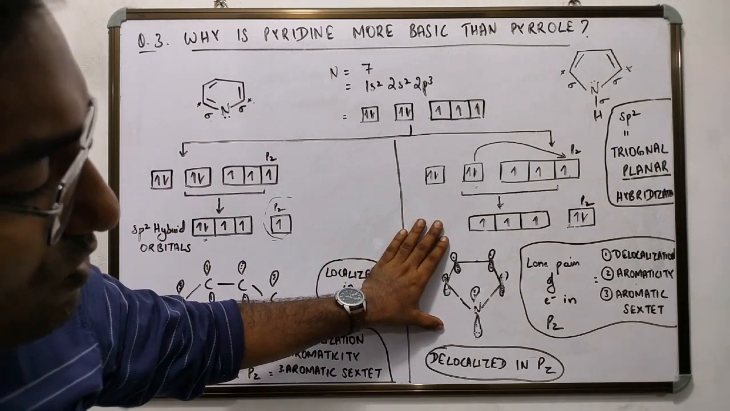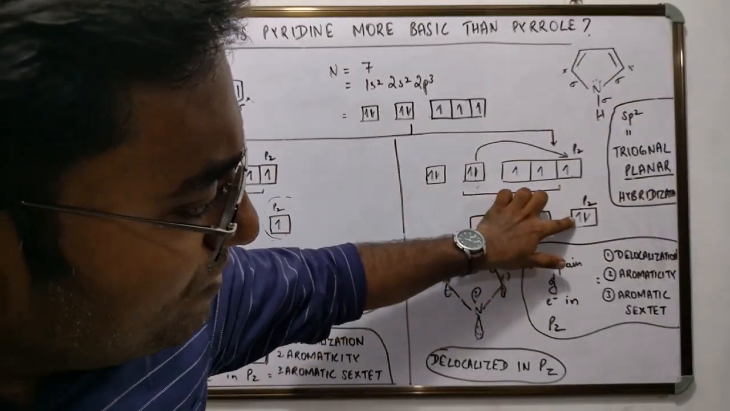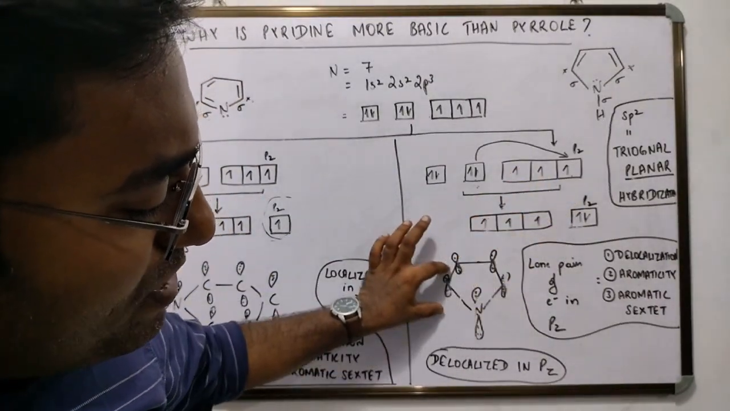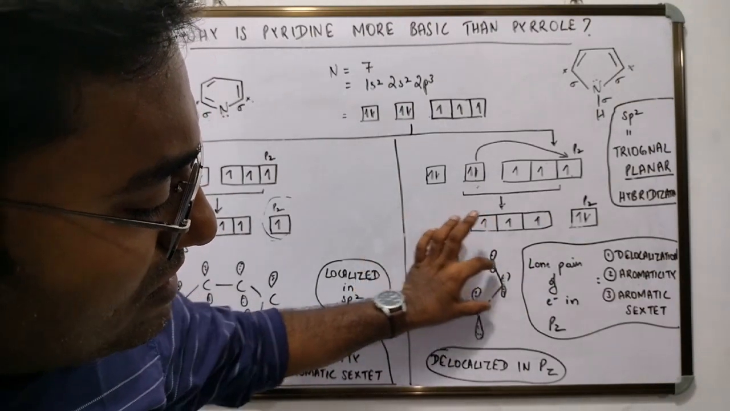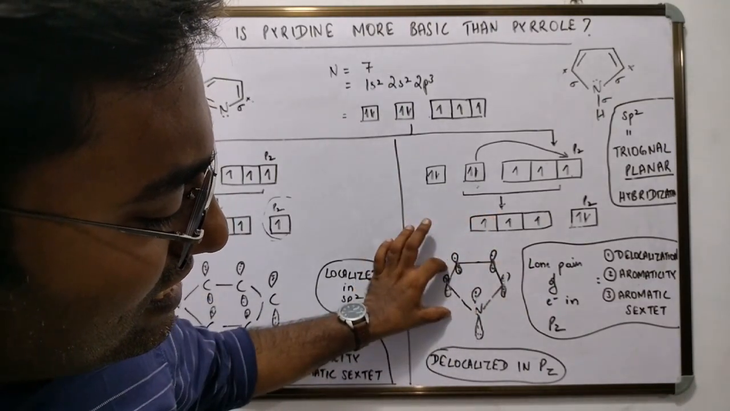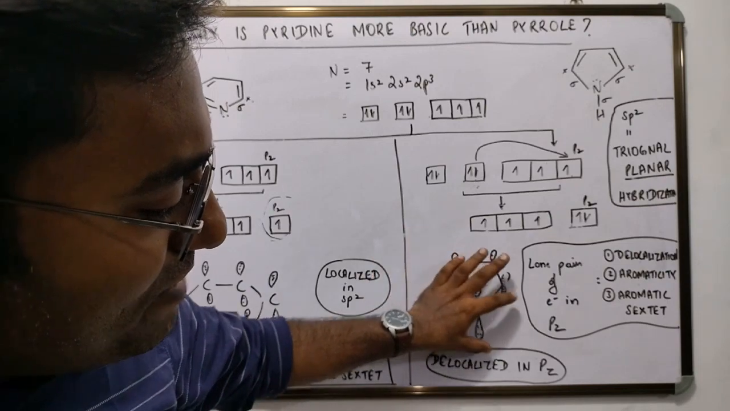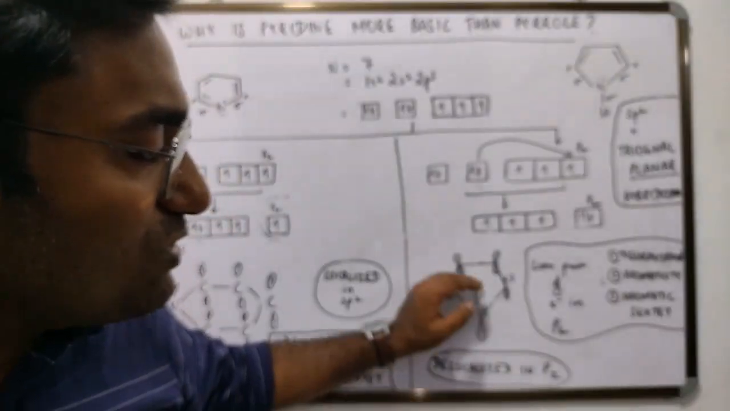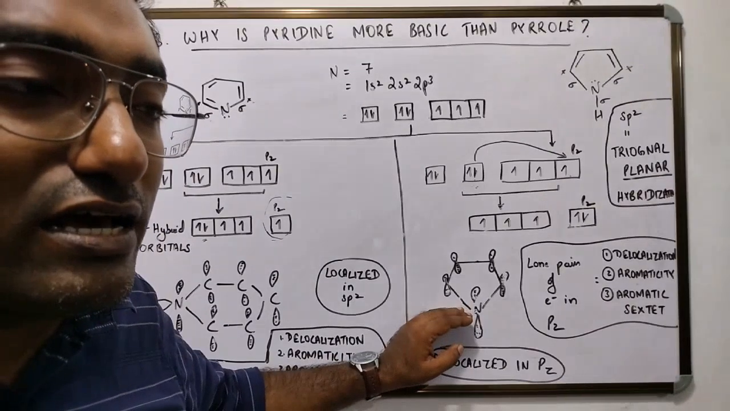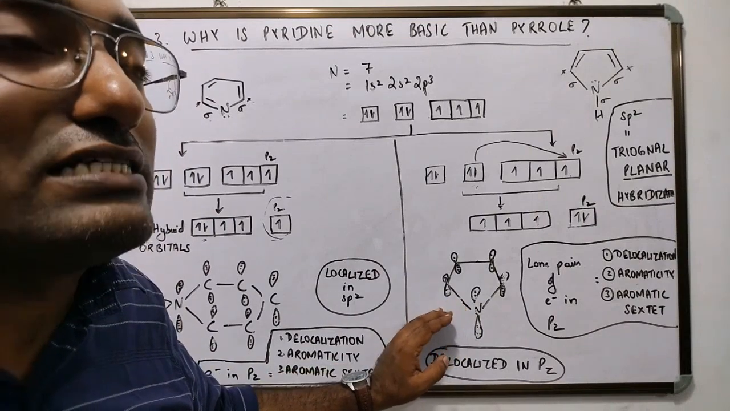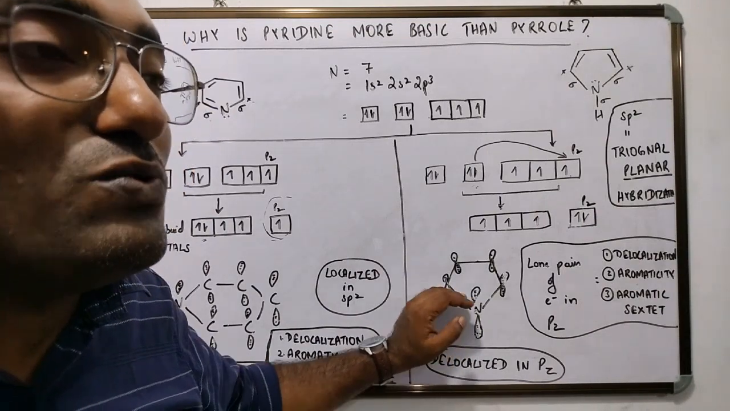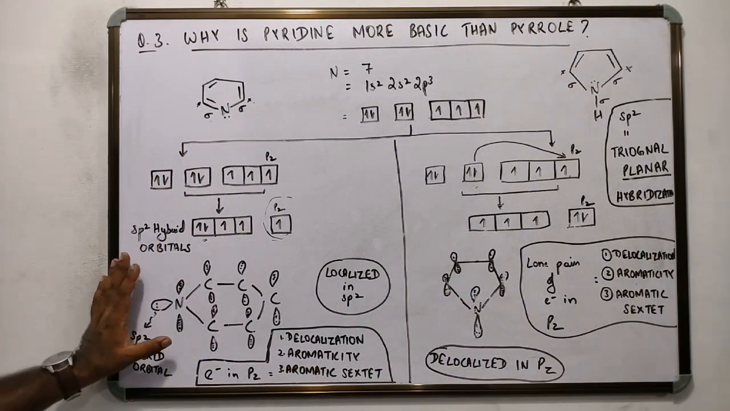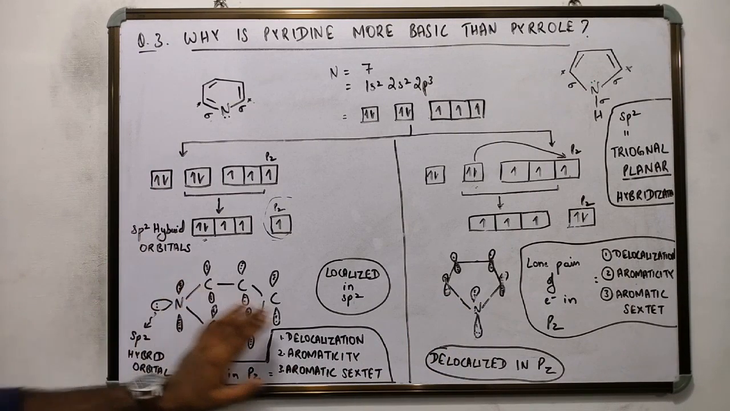On the other side, if we look at pyrrole, the lone pair of electrons is in a pz orbital which can go for lateral overlap with the unhybridized pz orbitals of carbon atoms on either side. This results in the lone pair of electrons being delocalized. And because it is delocalized, it would be harder for a proton to accept the pair of electrons, or for a Lewis acid to accept the pair of electrons. And this is the reason why pyridine is more basic than pyrrole.